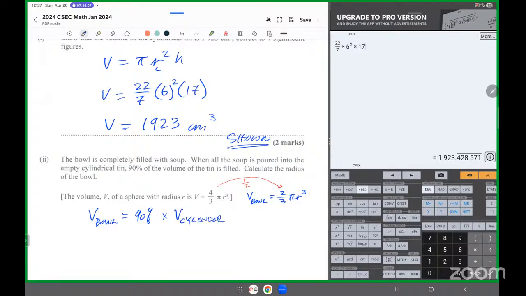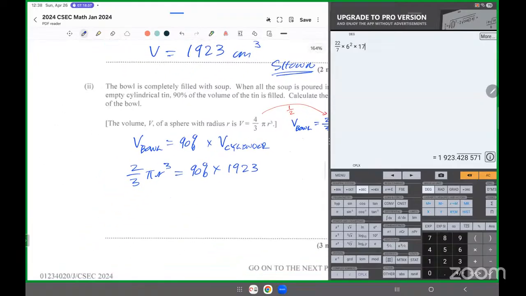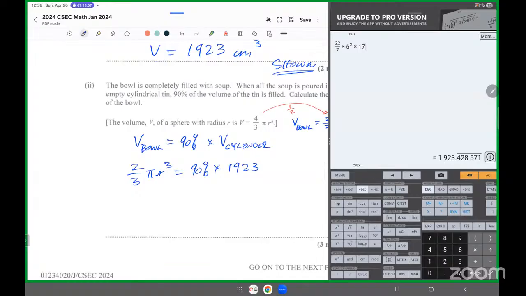The volume of the bowl is this formula. So it's 2/3 pi r cubed equals 90% times the volume of the bowl, which is this, 1923. From this equation, we're trying to find the R, where pi is 22/7. Just simplify it down and work it down gradually.